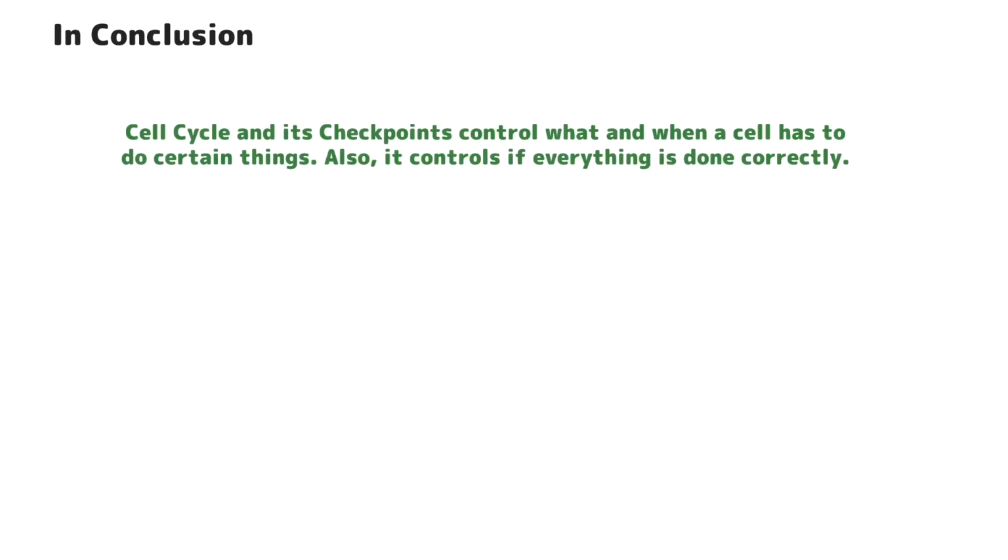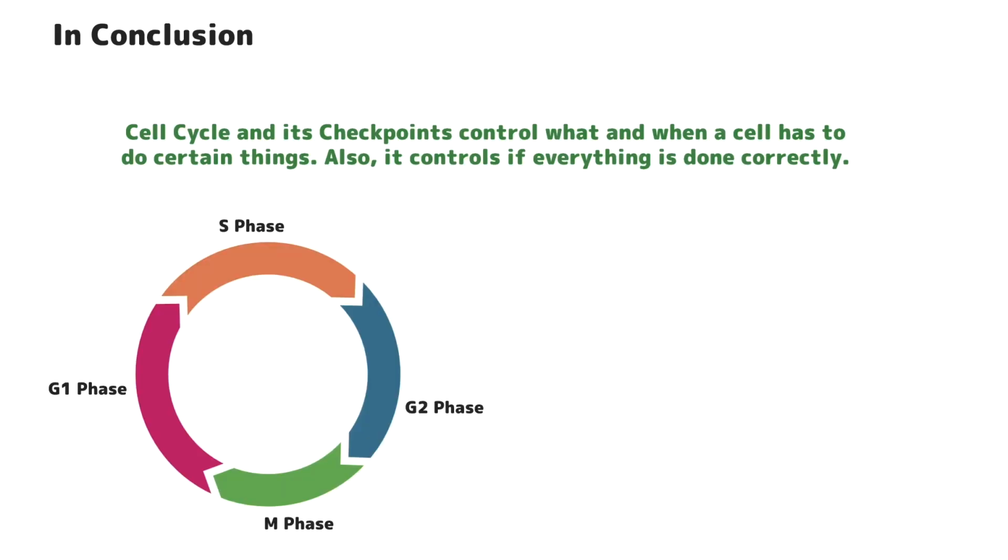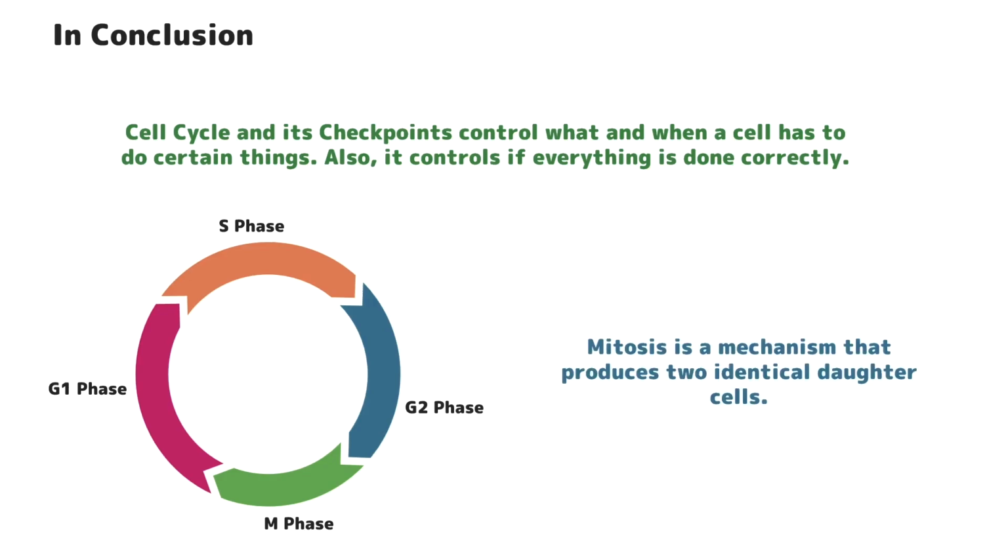And in conclusion, the cell cycle and its checkpoints control what and when a cell has to do certain things. Also, it controls if everything is done correctly. And mitosis is the mechanism that produces two identical daughter cells.